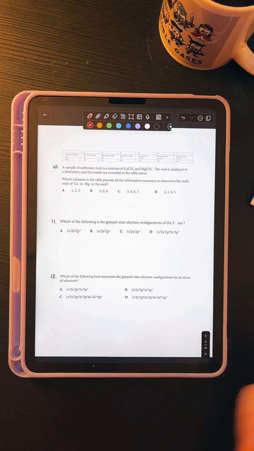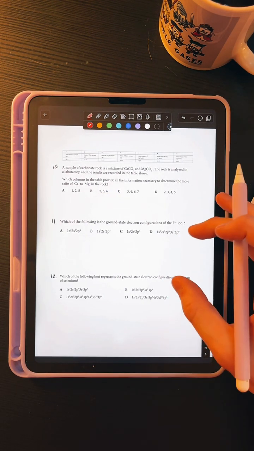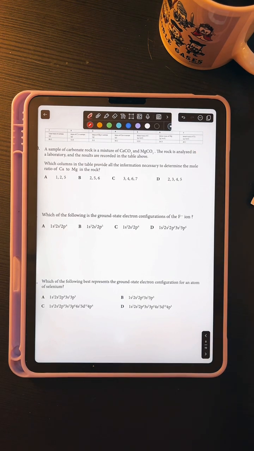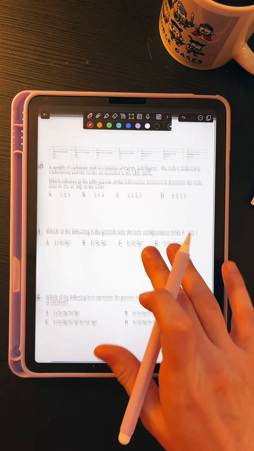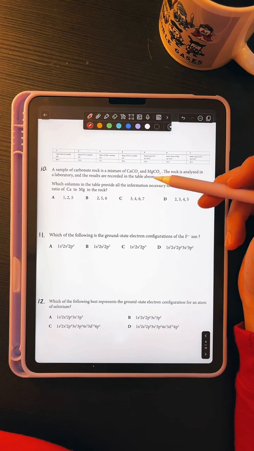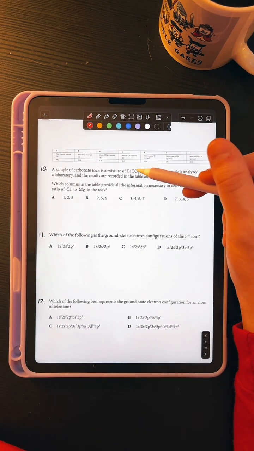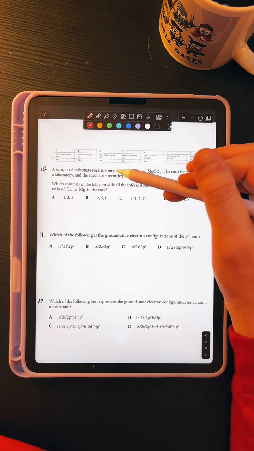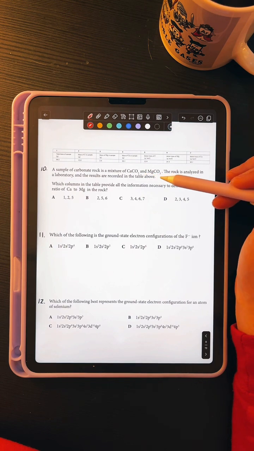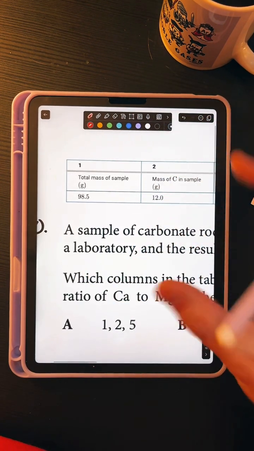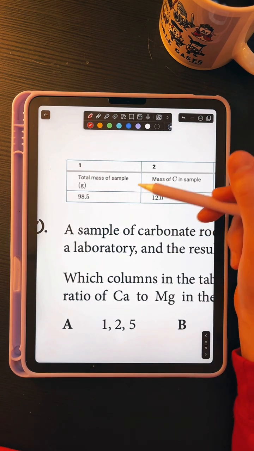All right. We got this. So this one, the table is a little small, so I'm going to zoom in. But number 10: A sample of carbonate rock is a mixture of calcium carbonate and magnesium carbonate. The rock is analyzed in a laboratory, and the results are recorded in the table above. So let's zoom in so we can see what this table is telling us.